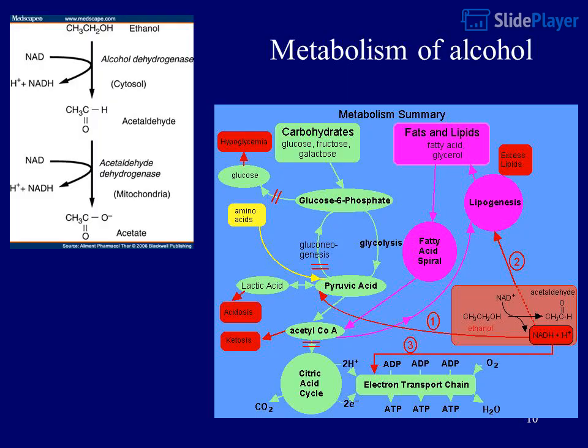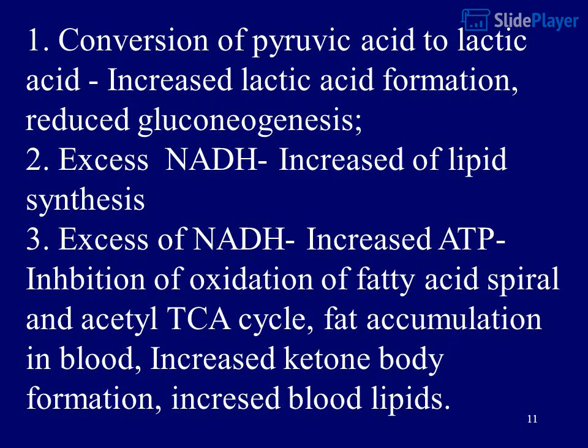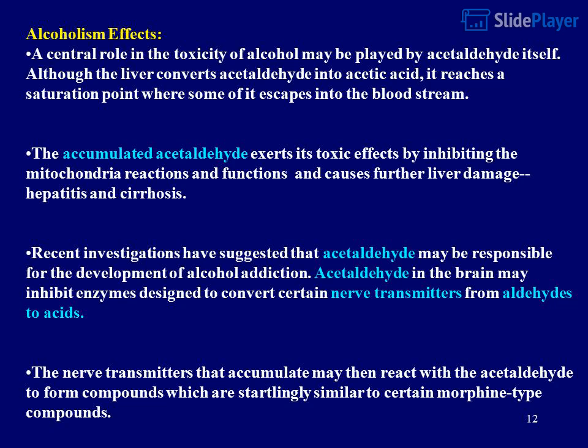Metabolism of alcohol. 1. Conversion of pyruvic acid to lactic acid, increased lactic acid formation, reduced gluconeogenesis. 2. Excess NADH, increased lipid synthesis. 3. Excess NADH and increased ATP inhibit oxidation of the fatty acid spiral and the acetyl TCA cycle, causing fat accumulation, increased ketone body formation, and increased blood lipids. Alcoholism effects.